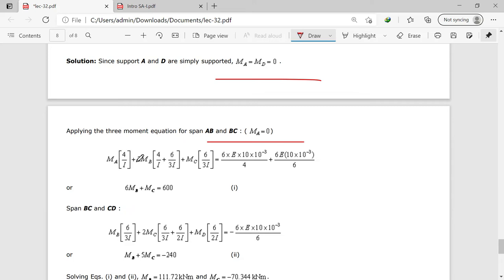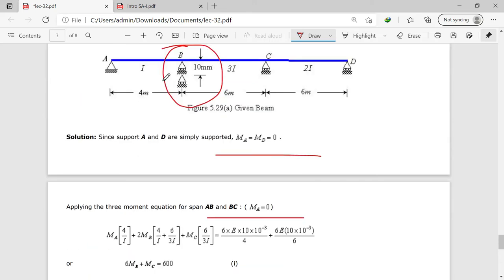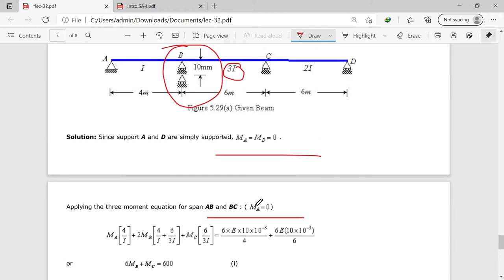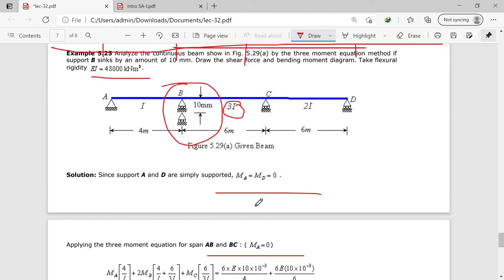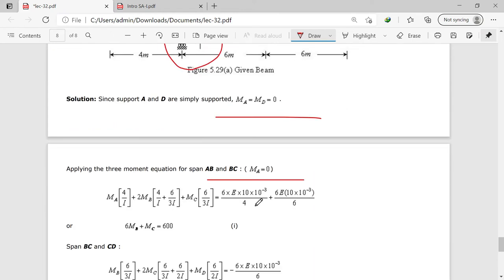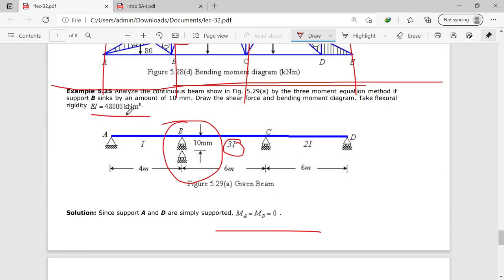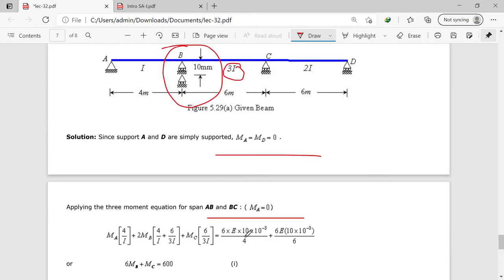So MA 4 by I, 4 is the span I, plus 2 times MB 4 by I plus 6 by 3I, as 3I is given as the I factor for BC, plus MC 6 by 3I. Now here 6 EI 10 into 10 to the power minus 3 divided by 4 we have to consider. Okay, now 6 EI, already we have been given the EI value as 48000, so we have to consider that. So 6 into 10 into 10 to the power 3 divided by 4 we have to write here. Now plus 6 EI 10 into 10 to the power minus 3 divided by 6.